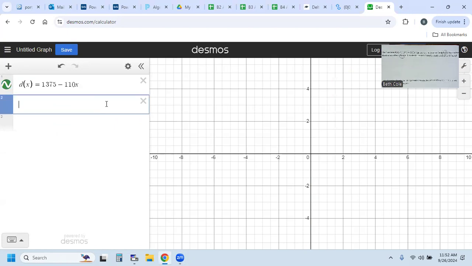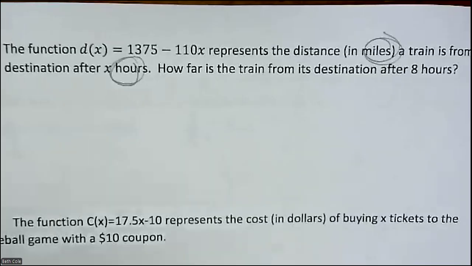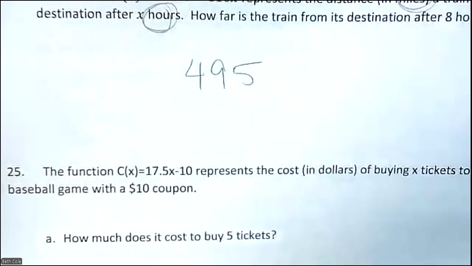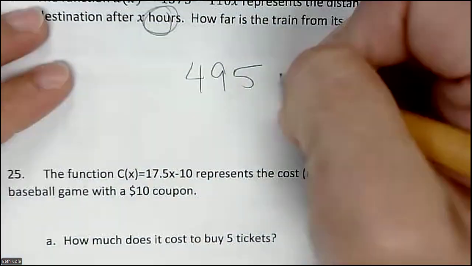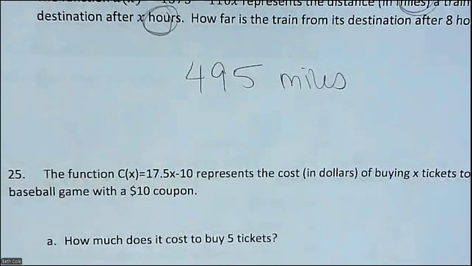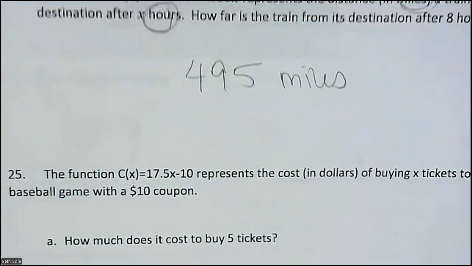You have to watch in order to learn. If you aren't looking, you're not gonna get it. D. 8. Perfect. Do you see that? D of 8? What do we get? It's 495, but you're in the back. I'm glad you're talking to me. But now we want units because it's a word problem. So it's 495 what? Miles. Good job.